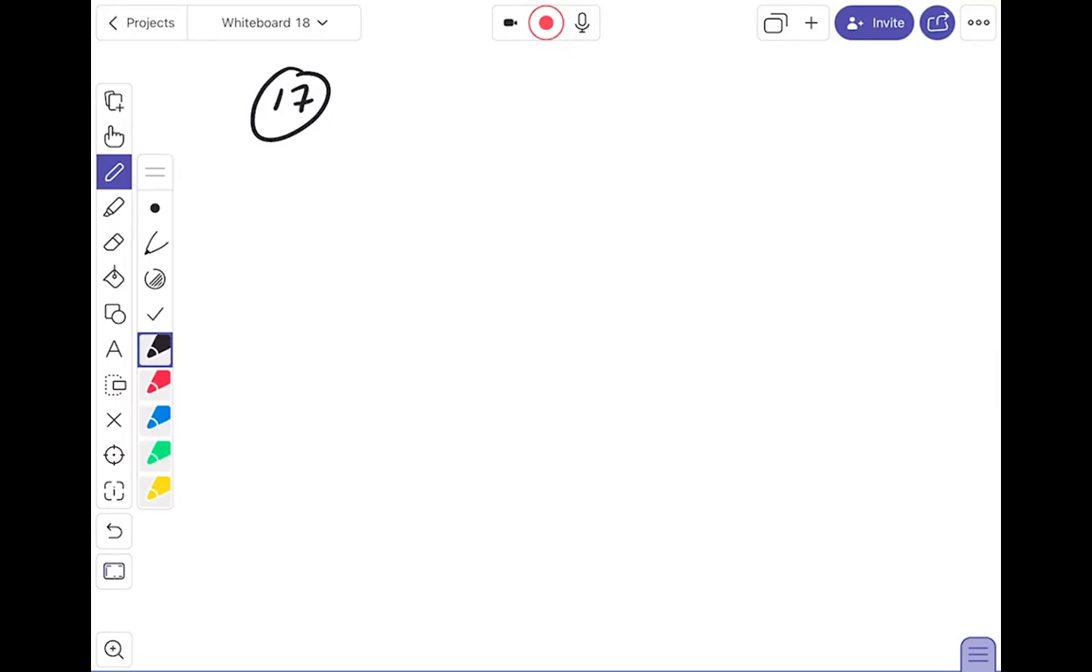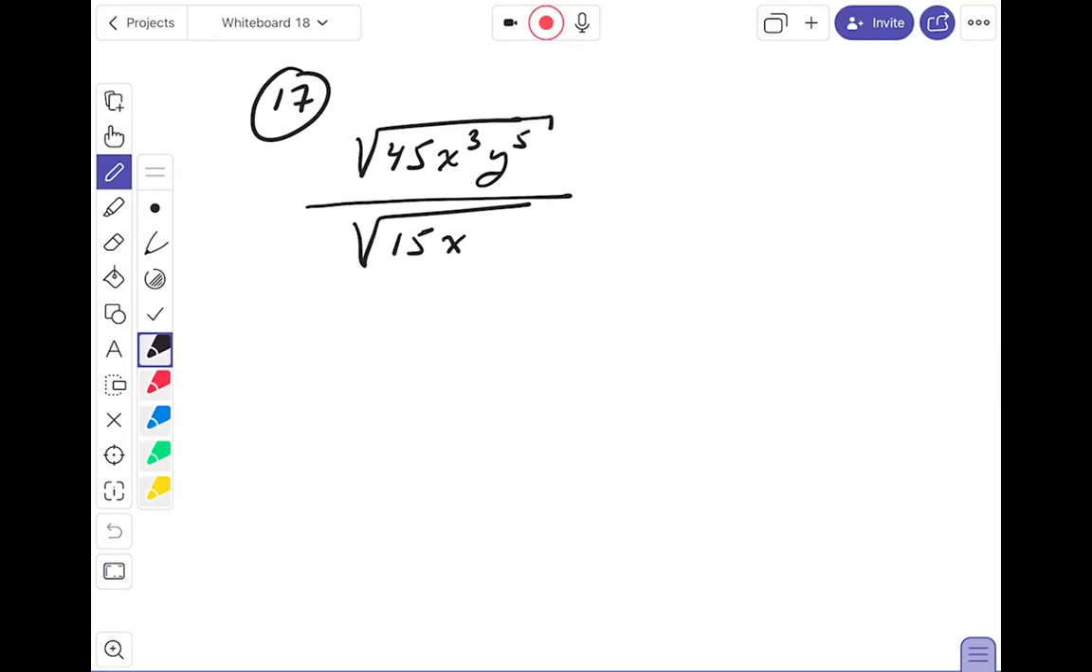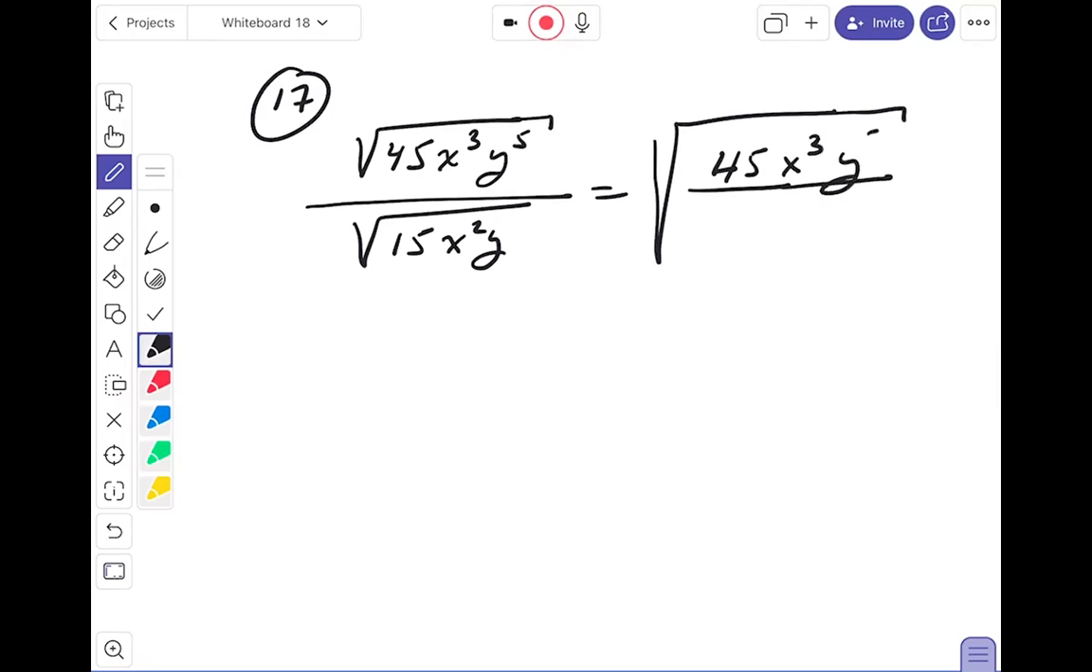And what's 17? It's the square root of 45 x cubed y to the 5th over the square root of 15 x squared y. Well, my gut feeling is it looks like it'll be a lot of work. I want to see if it reduces, though, before I do anything. Not that it's guaranteed to work, but it looks pretty good to start with. 45 x cubed y to the 5th over 15 x squared y. And I notice now it does reduce.